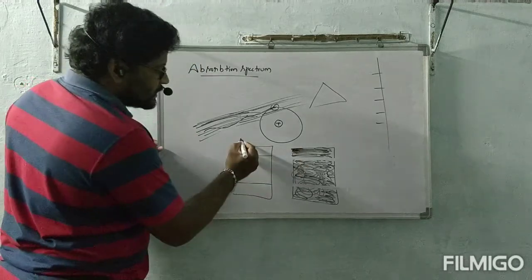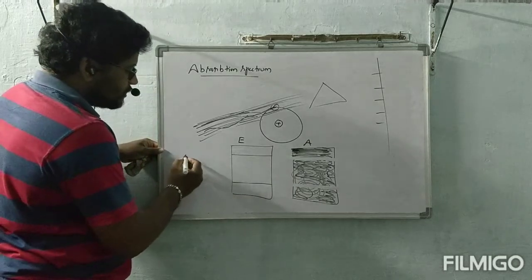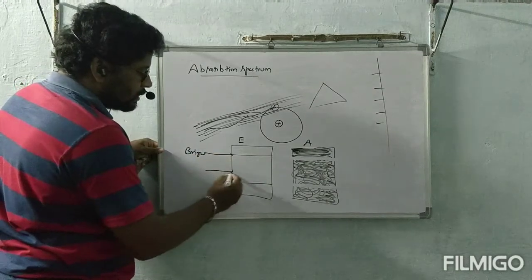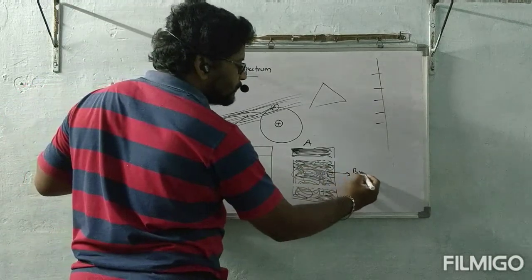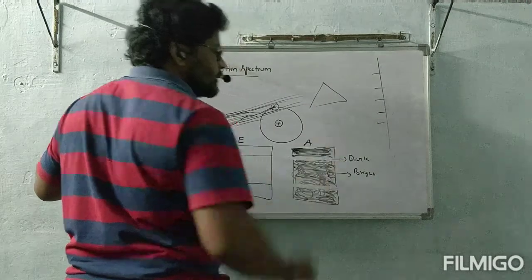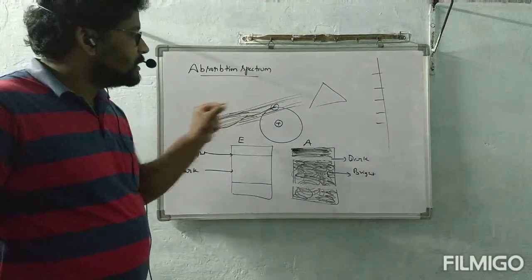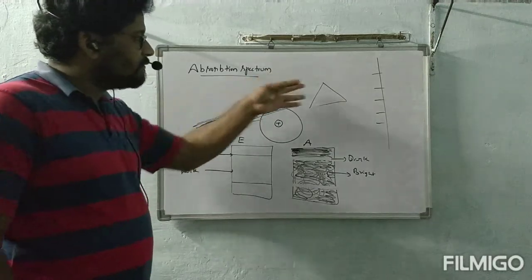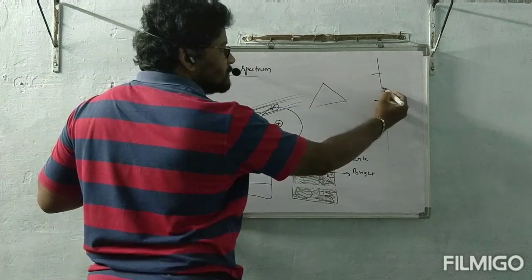Now, this is emission. This is absorption. In emission, we have bright lines on a dark background. Here, we have a bright background with dark lines. Why? Here the electron is not going to the excited state. It is absorbing the light. The light falling on that electron is absorbed, and the remaining light falls here. Exactly where that electron is, a shadow appears.